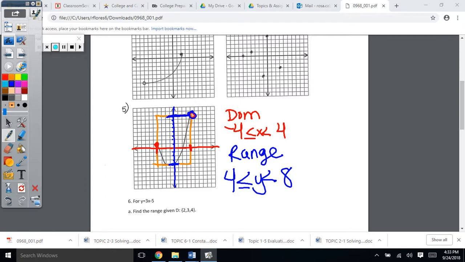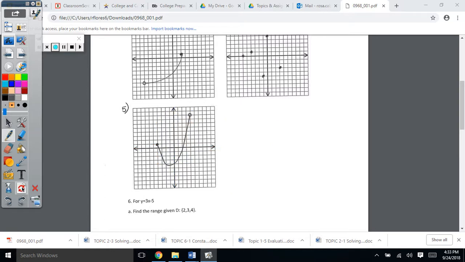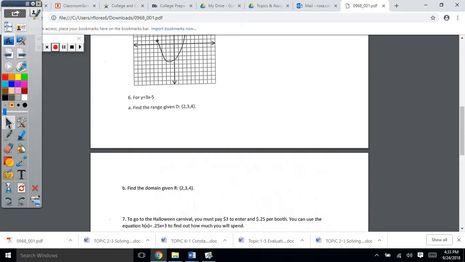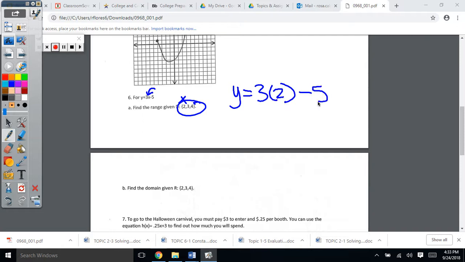Okay, let's go on to number 6. In number 6, they're giving you the domain, which is x, and you have to take these and plug them in for that x. So for example, the first one, I'm going to do y equals 3 times 2 minus 5, which gives me 6 minus 5, which equals 1. For the 2 that I substituted, I got a 1. Now I have to do the same thing for the 3.